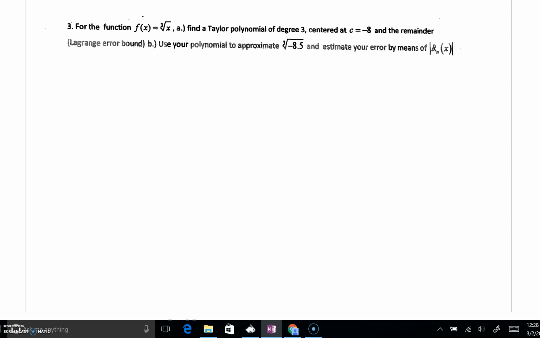Okay, for number 3, some more practice using this last topic, the Lagrange error bound. We've got a function, and we'd like to make a Taylor polynomial of degree 3. Notice where we're centered. We're centered at -8. Sometimes you'll see teachers do this too.